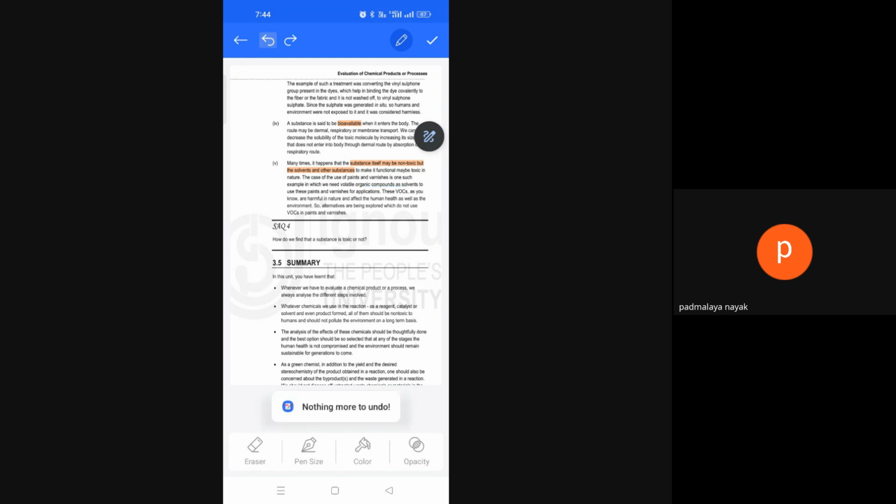Okay, that means our product is safe, but the solvent is very much harmful. So you should avoid this type of solvent. Always try to do the reaction without using any solvent. That means a solvent-free reaction. Okay, these points you should adopt.